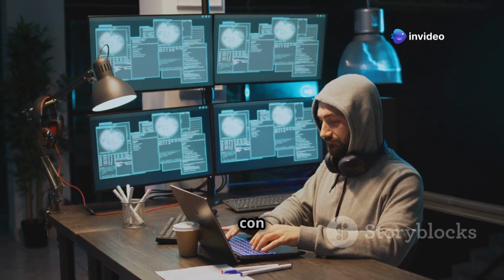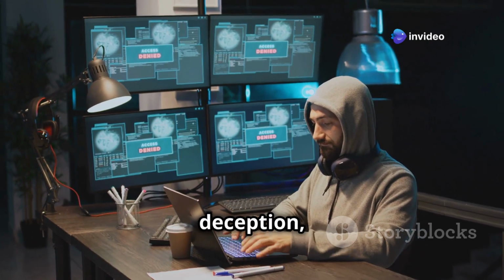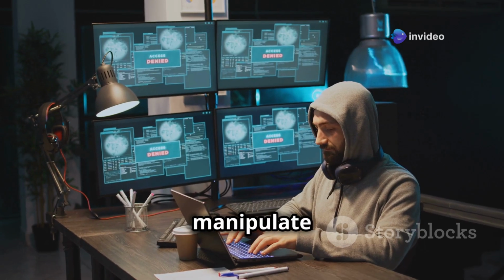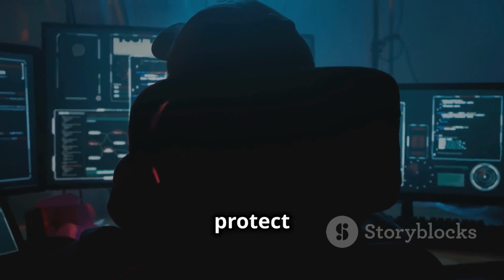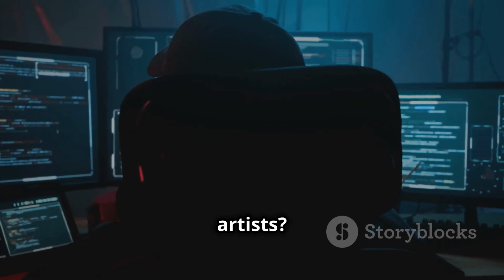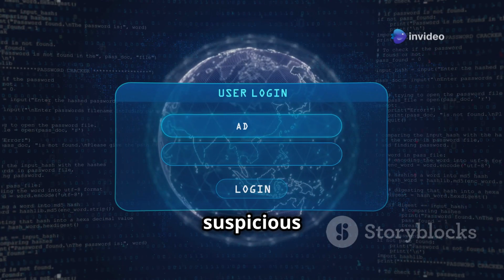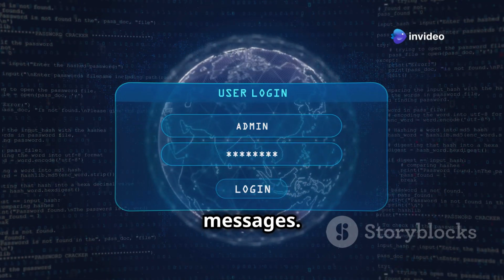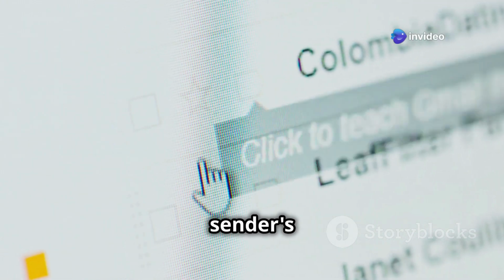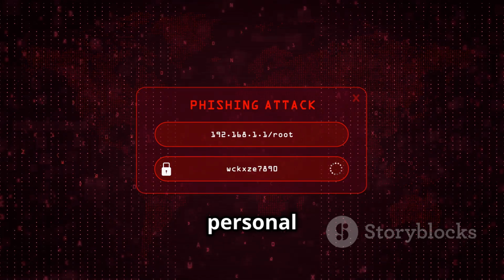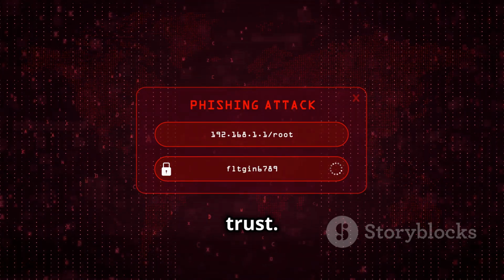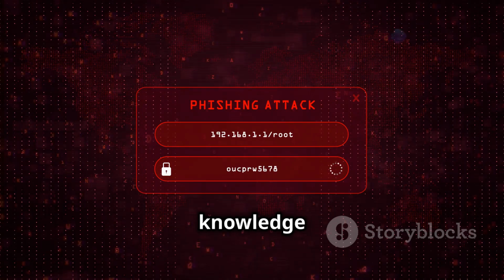Think of it like a digital con artist, using charm, deception, and a bag full of tricks to manipulate people into giving up their personal information. So how can you protect yourself from these digital con artists? Be wary of suspicious emails, links, or messages. Always double-check the sender's address, hover over links before clicking on them, and never enter your personal information on a website you don't trust. Remember, knowledge is power.